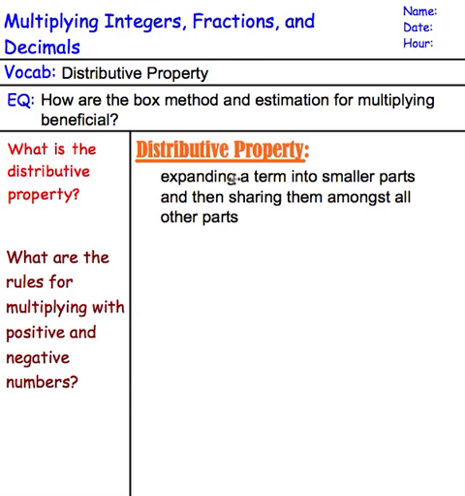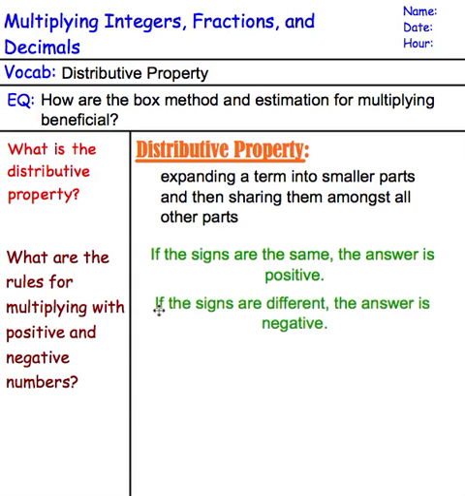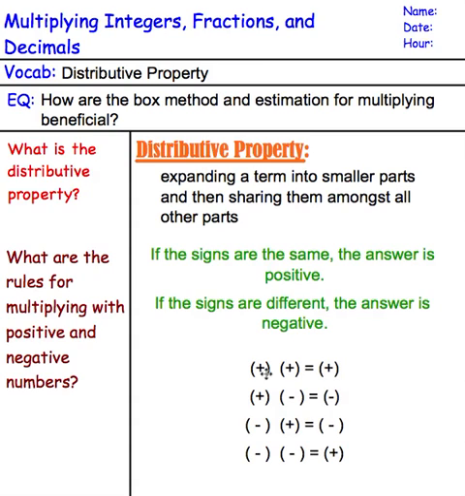So our rules for multiplying with positive and negative numbers, whether they're fractions, decimals, or integers: if the signs are the same, the answer is positive. If the signs are different, the answer is negative, which is going to look like this. If they're two positive numbers, the answer is positive. If one's positive and one's negative, whether it be the first one positive, second one negative, or vice versa, the answer is negative. And if both of them are negative, the answer is positive.